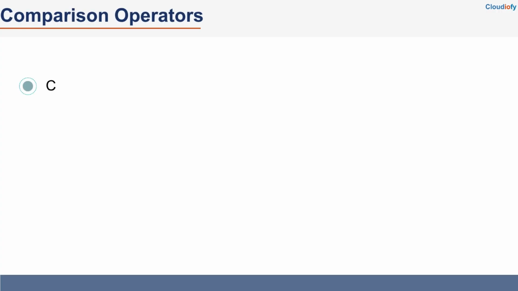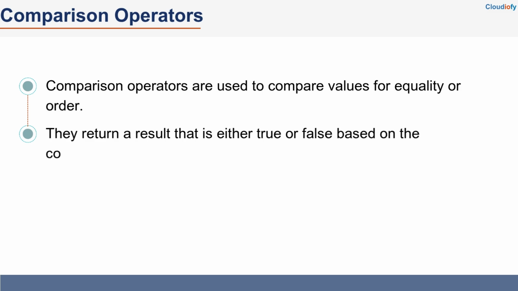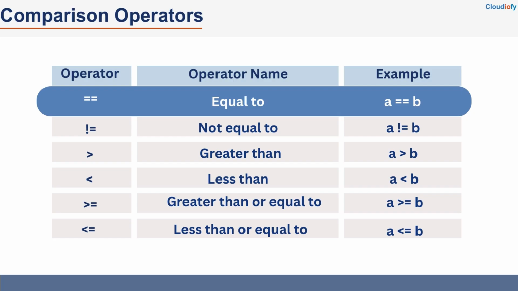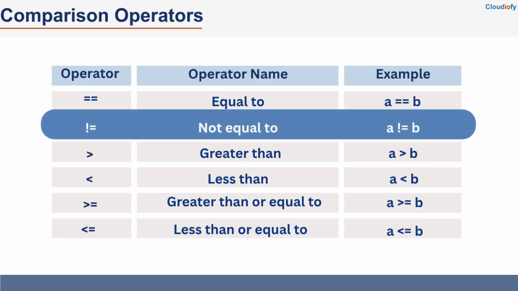Next, comparison operators. Comparison operators are used to compare values for equality or order. They return a result that is either true or false based on the comparison. Let's go through the table. Double equal to, ==, is used to check if two values are exactly the same. For example, A == B. Exclamation equal, !=, checks if the values are not the same. We say A != B.